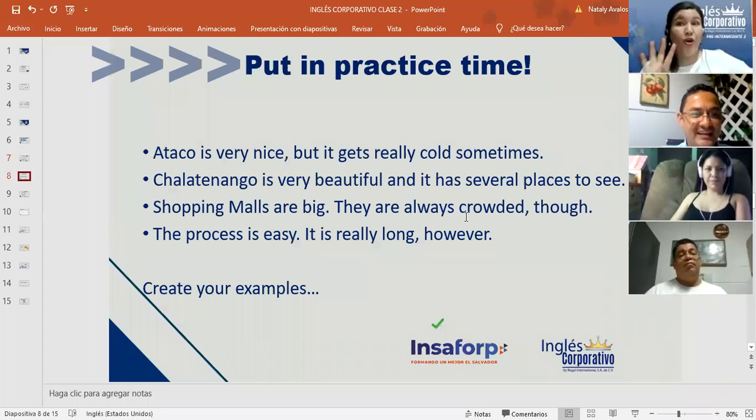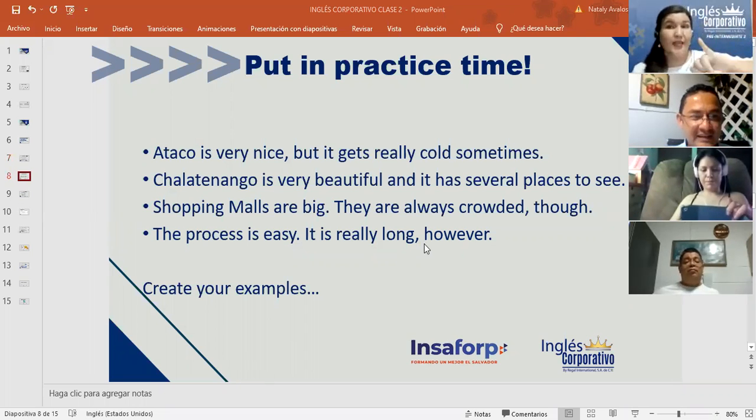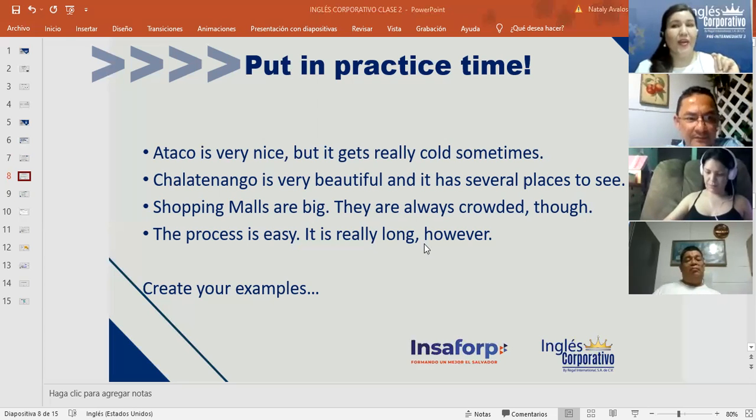I have four original sentences that I invented. This is the moment for you to invent sentences, okay? I am going to read the sentences that I invented, and you are going to invent your own sentences using and, but, though, and however, okay? So you have to create four original sentences using and, but, though, and however. Listen to the examples that I have here. So I hope that you have your notebook and your pen right there.